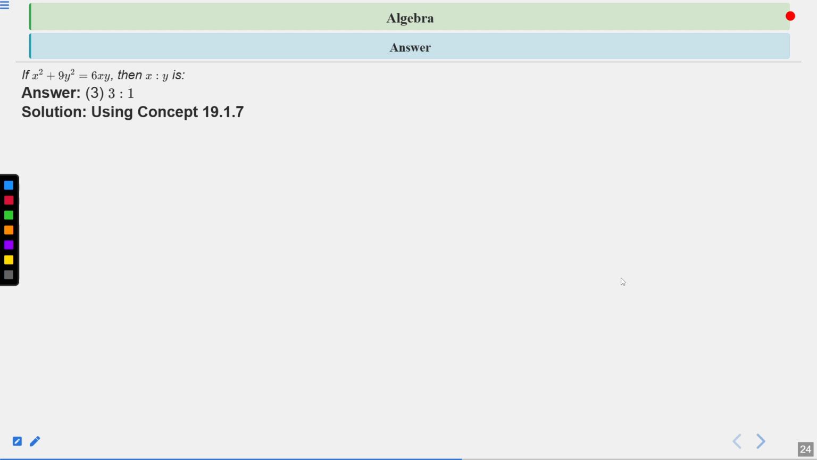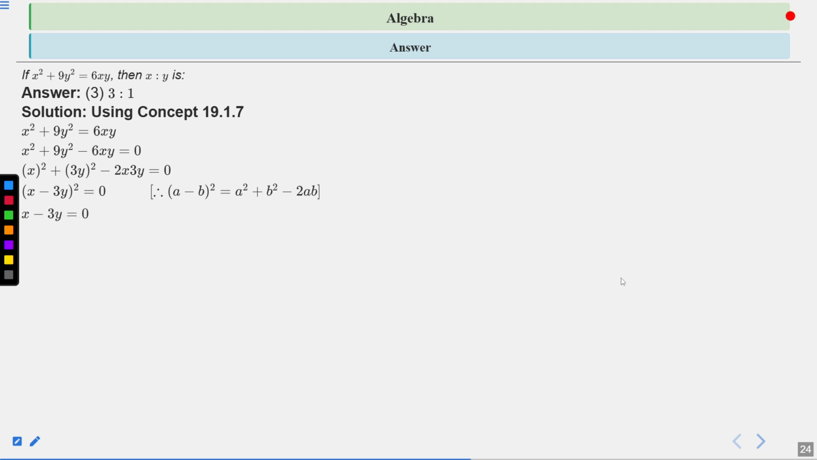Now see the detailed solution using concept 19.1.7. We have x square plus 9y square equals 6xy. So we can change the side of the value. We get x square plus 9y square minus 6xy equals 0, as the right hand side becomes 0. So this will be x square plus 3y whole square minus 2 times x into 3y. We can write it as x minus 3y whole square equals 0, because it forms a minus b whole square, that is, a square plus b square minus 2ab.